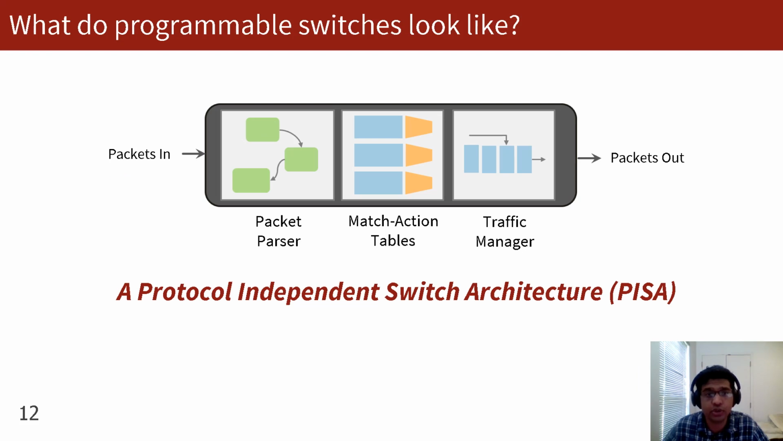To build Taurus, we began with the typical programmable switch pipeline. Programmable switches today have several structures for tasks like packet parsing, network functions via match action tables, and scheduling. The protocol-independent switch architecture, or PISA, is a common implementation that has all these elements, and we use that as a starting point for Taurus.